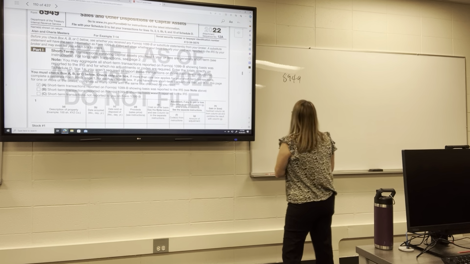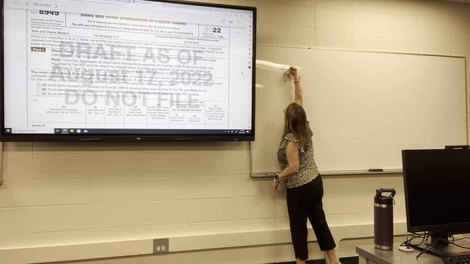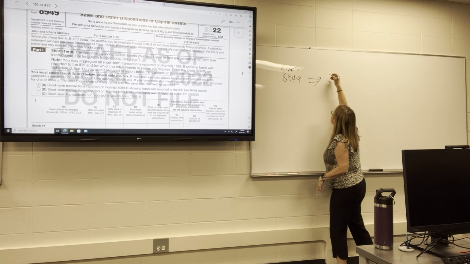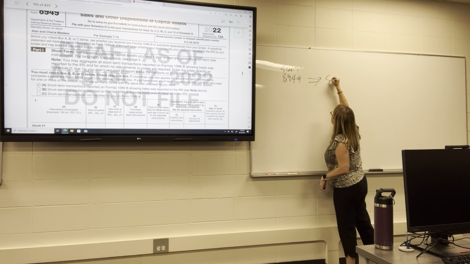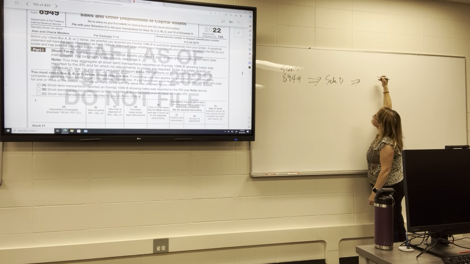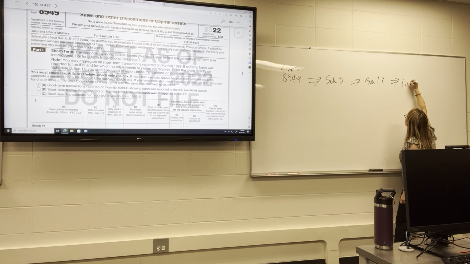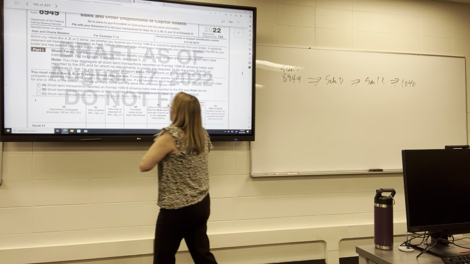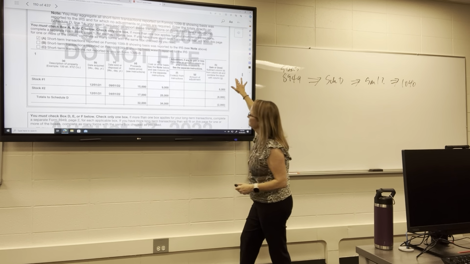But everything starts on this 8949. And then it flows through to the Schedule D, which flows through to, this sort of flows through to the Schedule 1 or not. I can't remember off the top of my head. I'm gonna put a question mark here, which flows through to the 1040. These are capital gains.